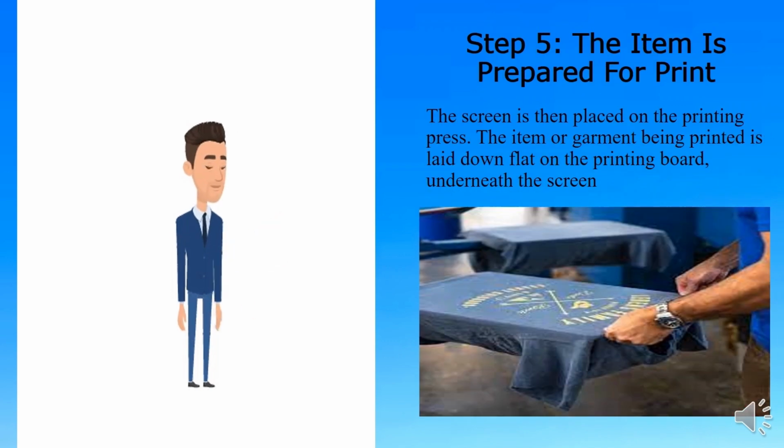Step number 5. The item is prepared for print. The screen is then placed on the printing press. The item or the garment being printed is laid down flat on the printing board underneath the screen.